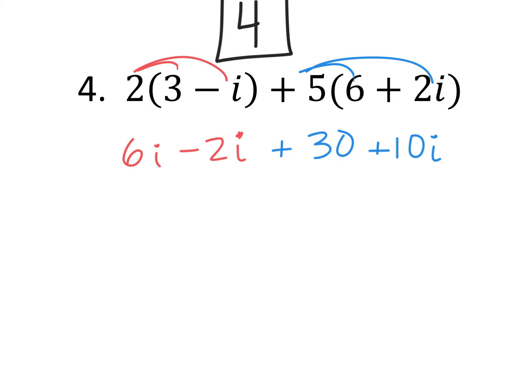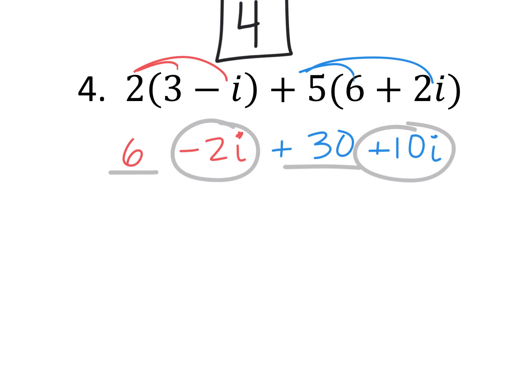Oh, that's not right. What did I do? It's just a 6. That would make more sense. Okay, 6 and 30, -2i and positive 10i. So you should have 36 plus 8i.